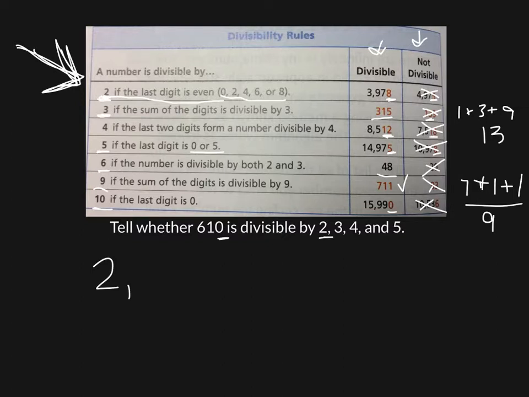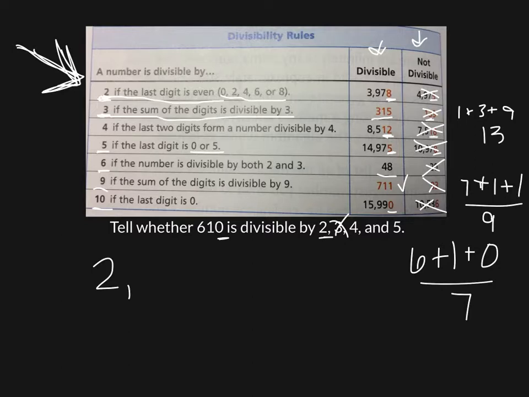So is it divisible by 3? I'm going to go up and read. If the sum of the digits is divisible by 3. So if I add 6 plus 1 plus 0, I would get 7. Is 7 divisible by 3? Nope. Okay, so we know it's not divisible by 3.